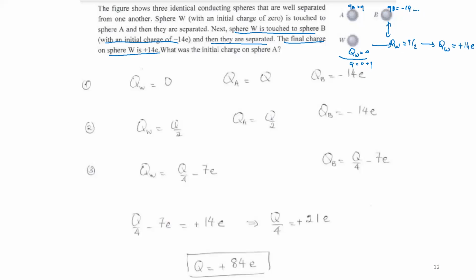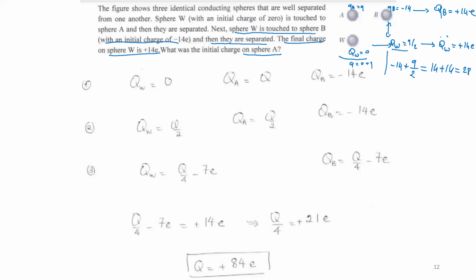So who can tell me what is the new QB? The new QB also will be plus 14, okay? Because they touch each other, they exchange, and they end up with the same final charge. So if QW is plus 14E, the new QB will be plus 14E. Now the question is, what's the initial charge of sphere A? What is Q? Let me apply conservation of charge between W and B. So before, what do I have? Of course, the total charge between W and B was minus 14 plus Q divided by 2. And this should be equal to the total charge between W and B after, which is 14 plus 14, which gives me 28. Okay.